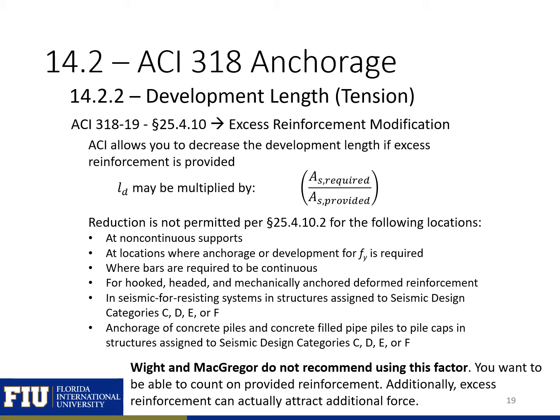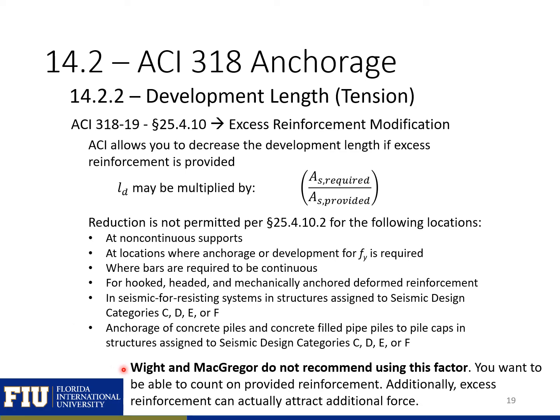ACI 318 also has an excessive reinforcement modification factor. Essentially what this does is it allows you to decrease the development length if you provide excess reinforcement to what is required. So you get to multiply Ld times the ratio of what's required to what's provided. So essentially, if you provide twice as much steel as you need, then you get to decrease your development length by half. This reduction is not permitted for a number of cases. You can read those here.